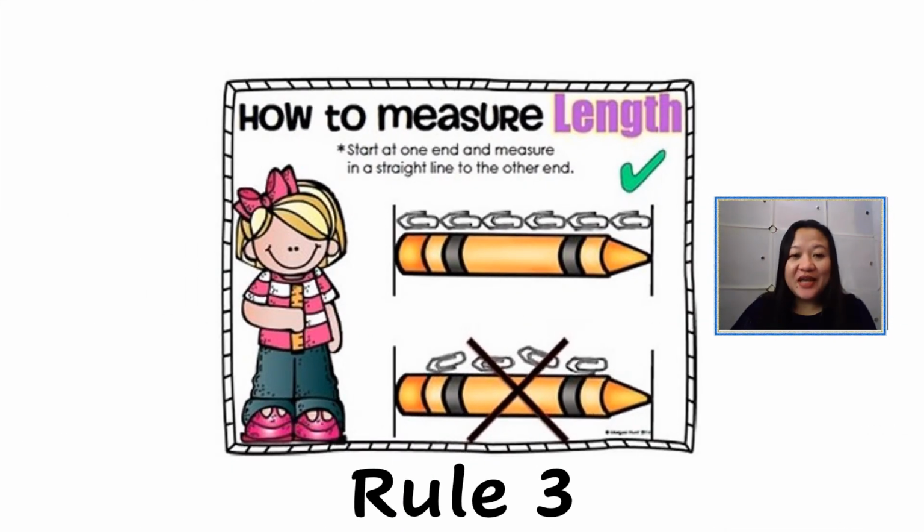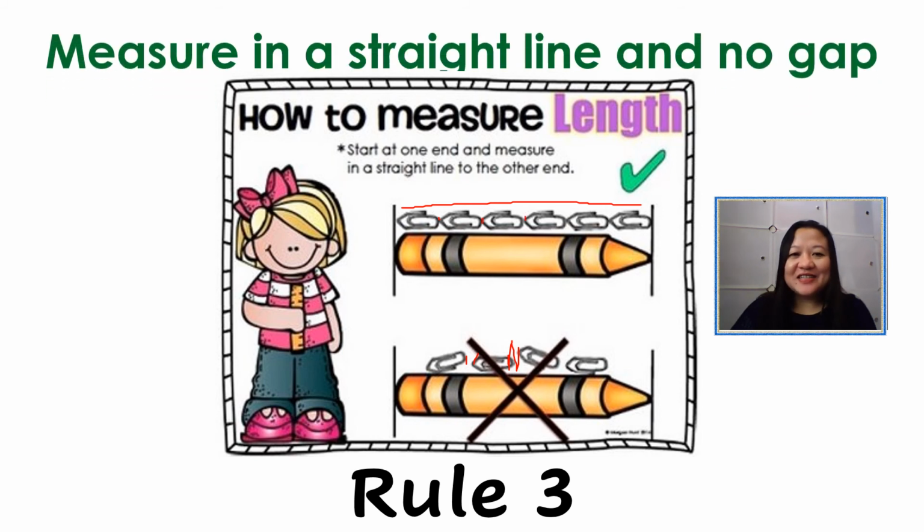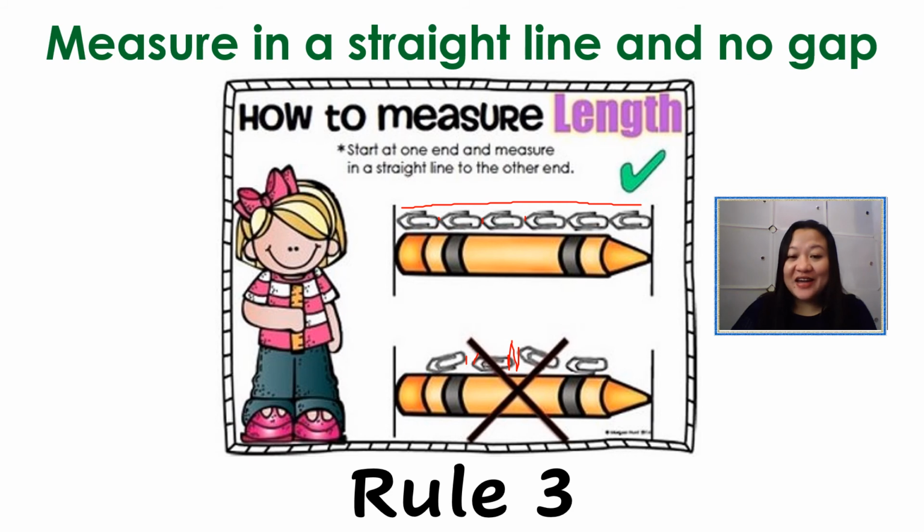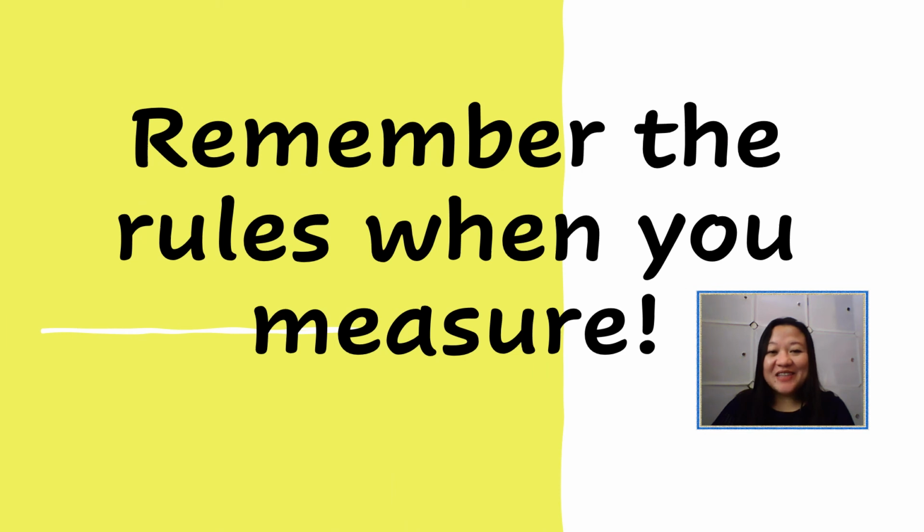That's rule number 3. So over here, we are measuring a crayon and we're using paper clips. They are the same size, but look at the paper clips. It was arranged in a straight line. So rule number 3 is make a straight line and make sure there's no gap. There's no spaces in between the units. All right? So make sure it's in a straight line and no gap. So kids, always remember the rules when you measure.